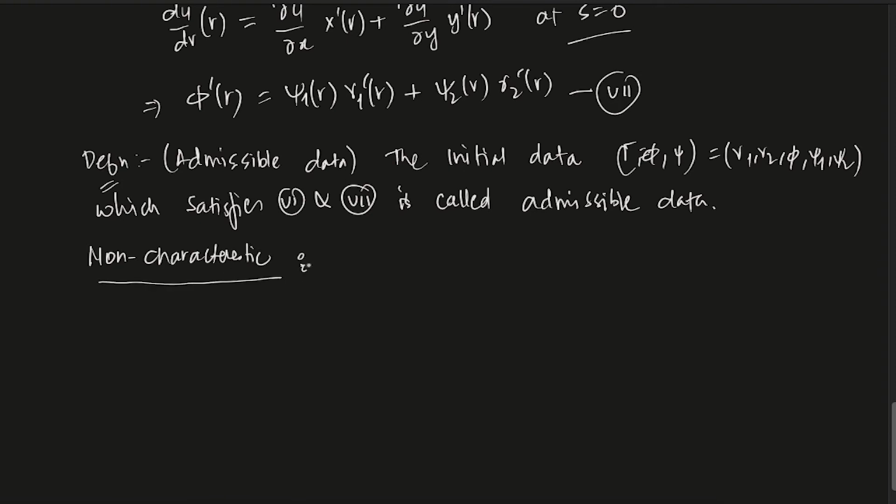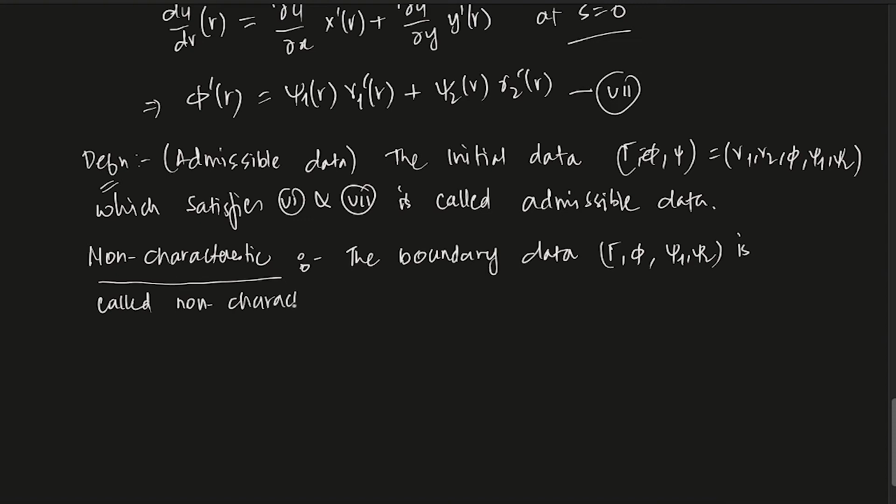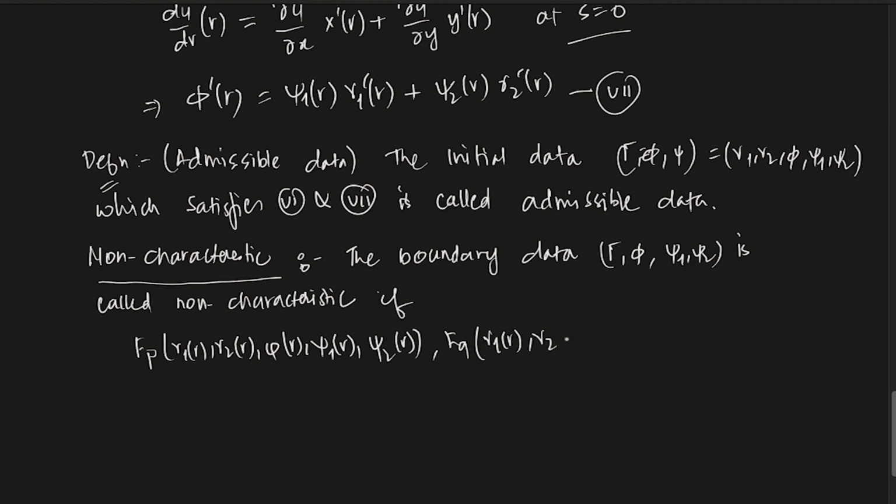Okay, when do we say something is a non-characteristic curve? The boundary data gamma, phi, psi 1 and psi 2 is called non-characteristic if you have the following: fp at the point gamma 1 of r, gamma 2 of r, phi of r, psi 1 of r, psi 2 of r, and fq at gamma 1 of r, gamma 2 of r, phi of r, psi 1 of r, psi 2 of r.